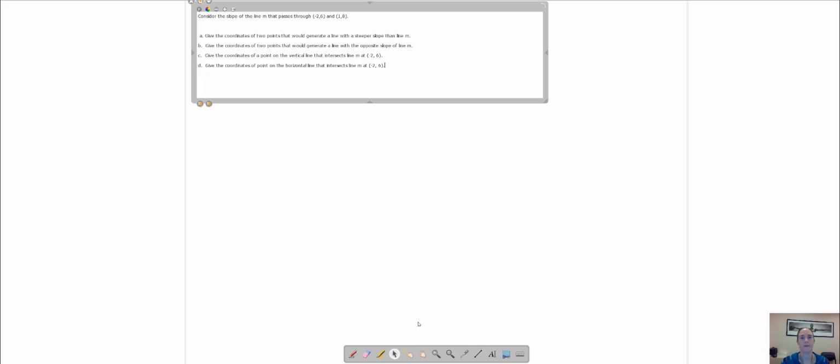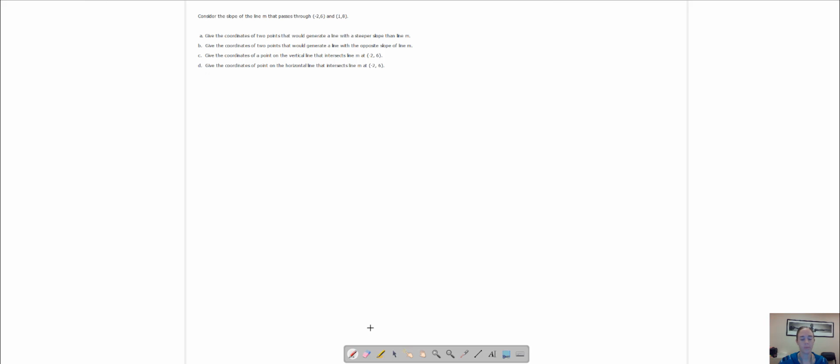than line M. So first of all, we define what the slope is. Now, I don't like that they use the letter M for the line, because that's usually the letter they use for slope. But that's what they did. So remember that to find your slope, you're going to use the formula y2 minus y1 over x2 minus x1.